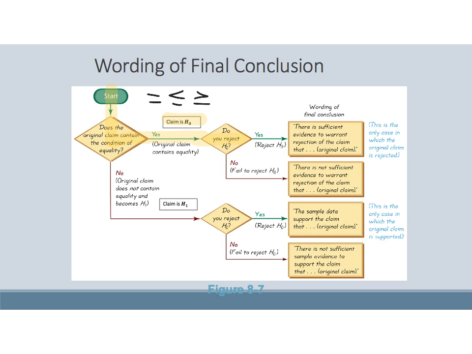Did you reject the null? Well, if yes, you rejected the null, then your conclusion is going to be worded like this: There is sufficient evidence to warrant rejection of the claim that whatever I'm talking about. If our claim contains equality, but I fail to reject the null, then my conclusion starts that way: There is not sufficient evidence to warrant rejection of the claim that.